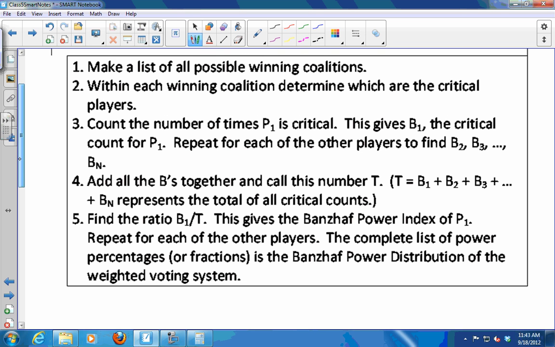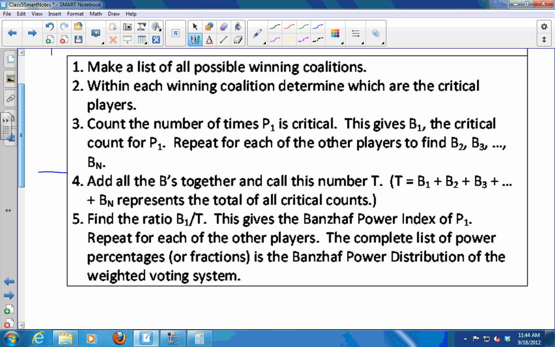First, you have to make a list of all the possible winning coalitions. Then, within each winning coalition, you determine which are the critical players. So we did this for the Icelandia example. We made a list, we determined who was critical. Then you have to count the number of times player 1 is critical. That gives a number we call B1, and we call that the critical count. You repeat that for each of the other players. You find the critical count for each player. How many times is each player critical?